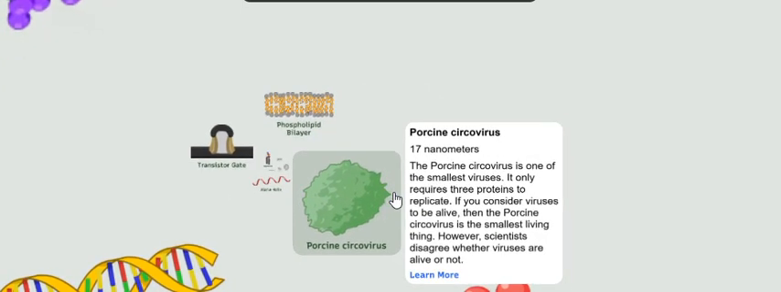Porcine circovirus, 17 nanometers. The porcine circovirus is one of the smallest viruses. It requires only 3 proteins to replicate. If you consider viruses to be alive, then the porcine circovirus is the smallest living thing. However, scientists do disagree whether viruses are alive or not.